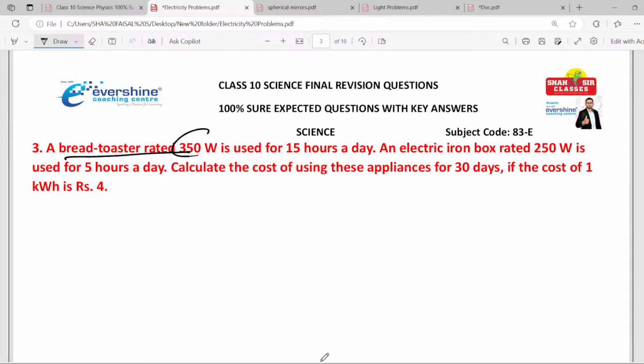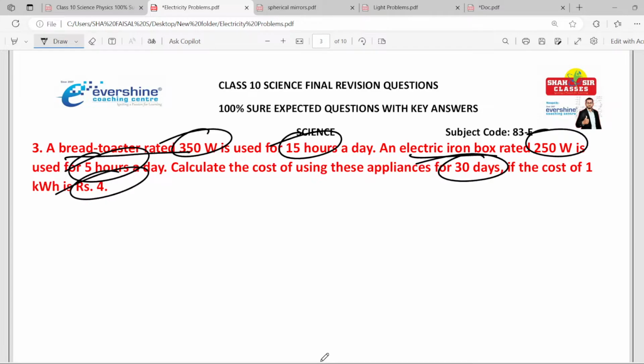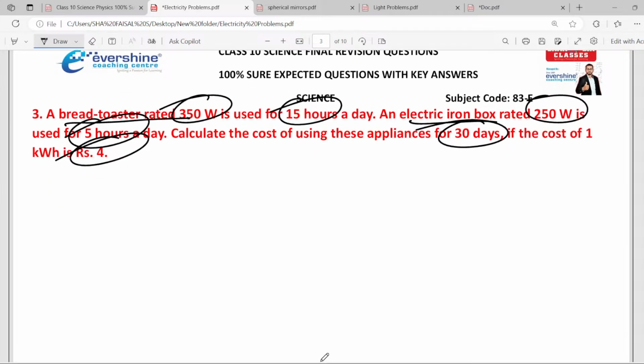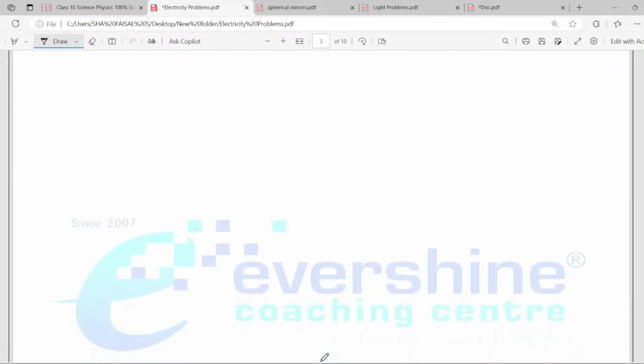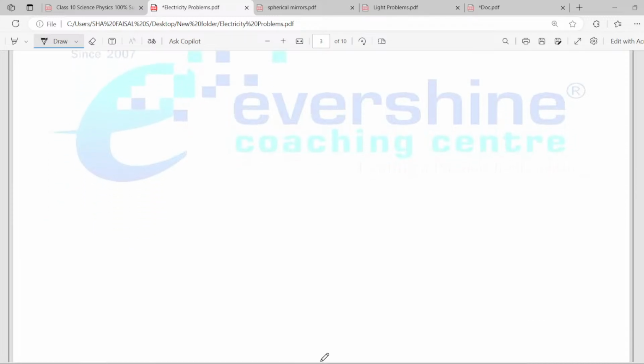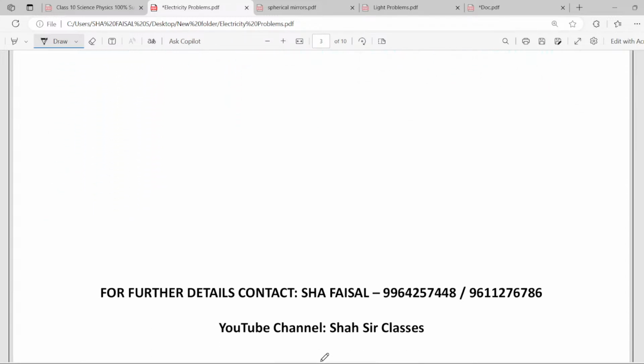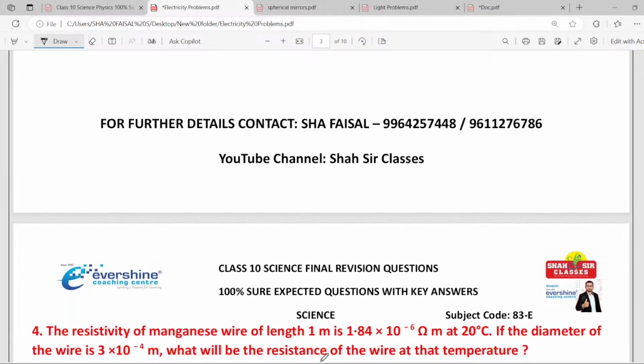Correct? Bread toaster 350 watt, 15 hours a day. Iron box 250 watt, 5 hours per day. So calculate for one day how much it costs, multiply by 30 days, and for the final answer multiply by 4. I hope you can try this sum. We have done a similar sum. Okay. Clear? Good.